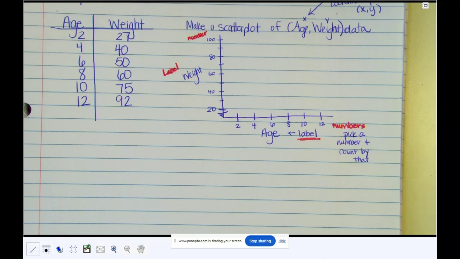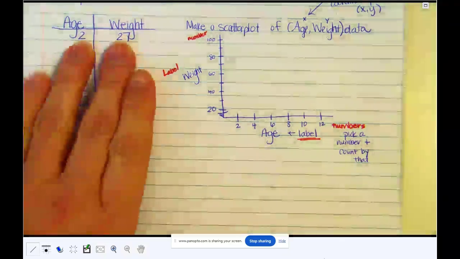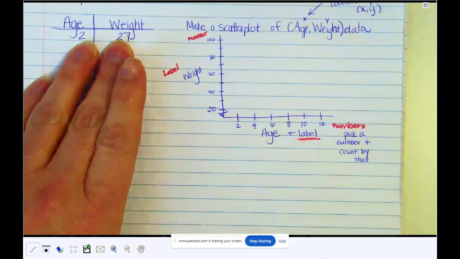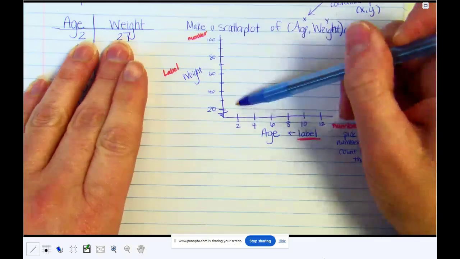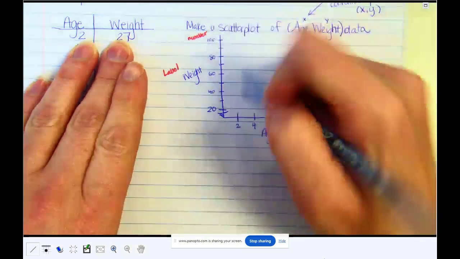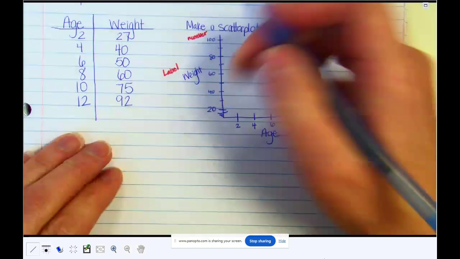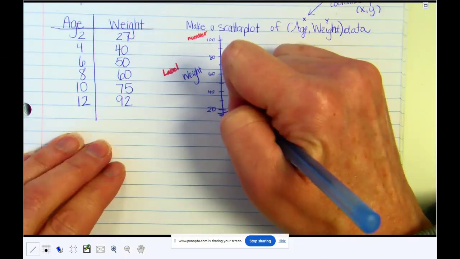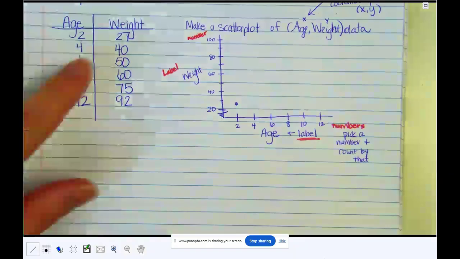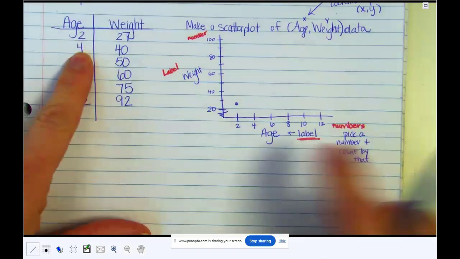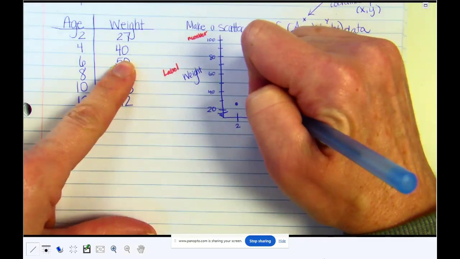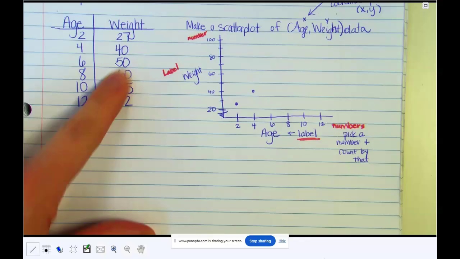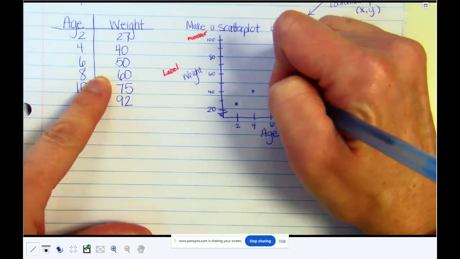I know there was something I was going to tell you about this, but I don't remember what it was. Oh well. Now, what happens is that each of these is a coordinate point. So 2 on the age goes with 27 on weight. And so you just put a dot where 2, 27 would meet each other up. So you've got age, weight. Age is the first one. So age of 4, 40, you put a dot. Age of 6 is 50.